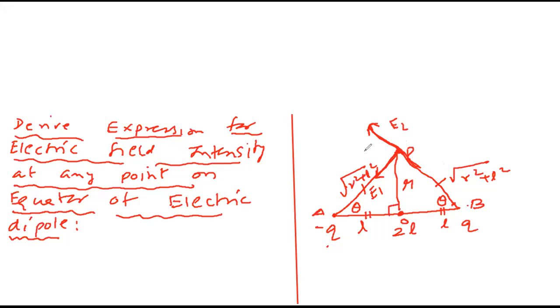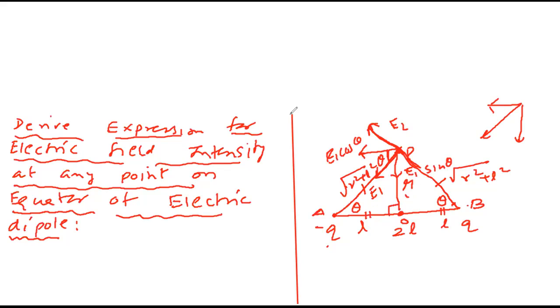Now if I draw a line parallel to AB, can you tell me what will be this angle? Theta. Reason? Alternate angle. So can I resolve this E1 into two components, horizontal and vertical, like this? Yes, E1 can be resolved into two components: E1 cos theta along horizontal and E1 sin theta vertically downward.